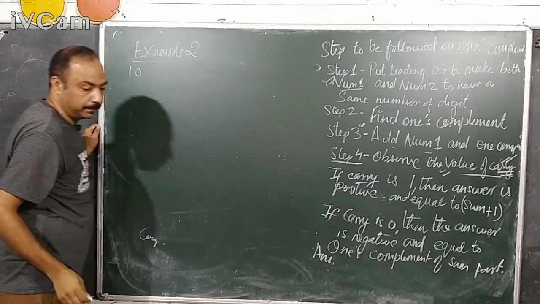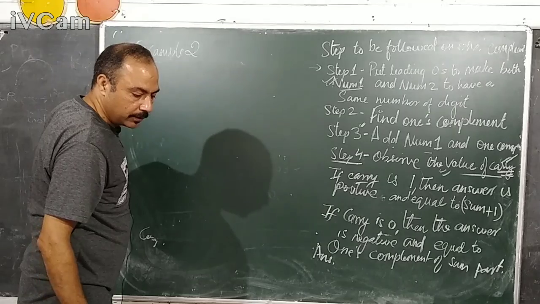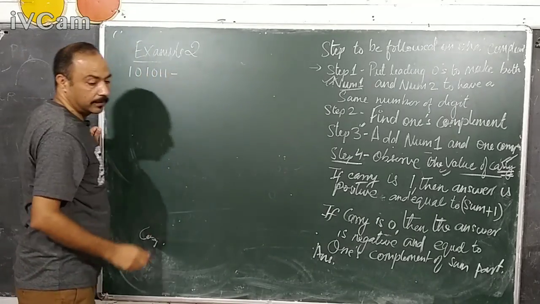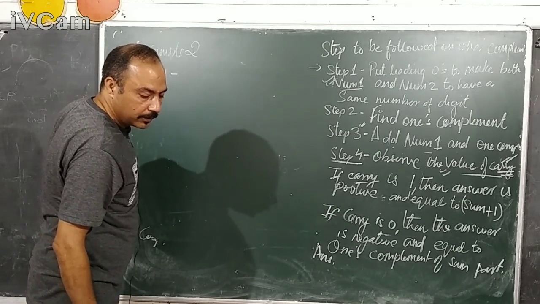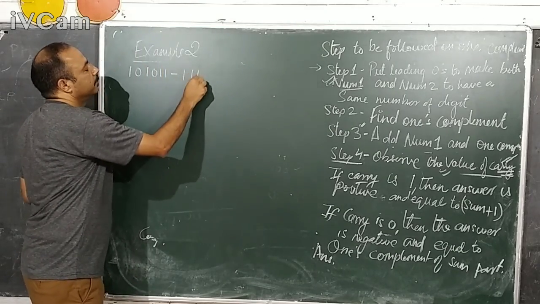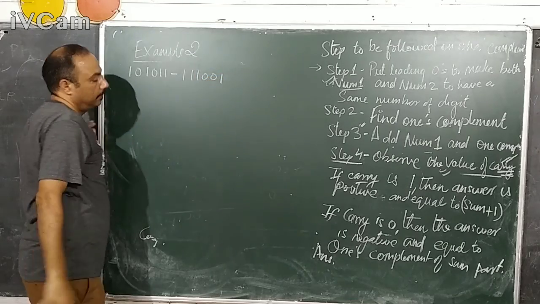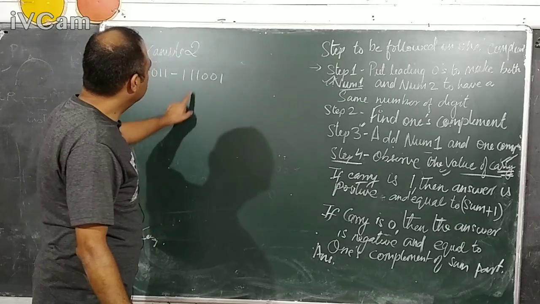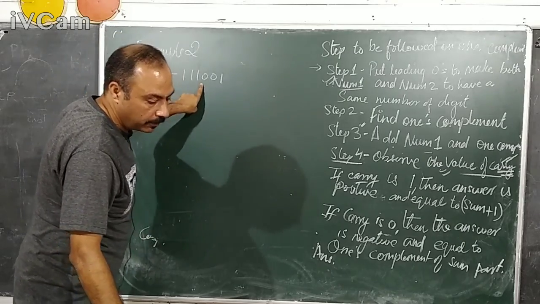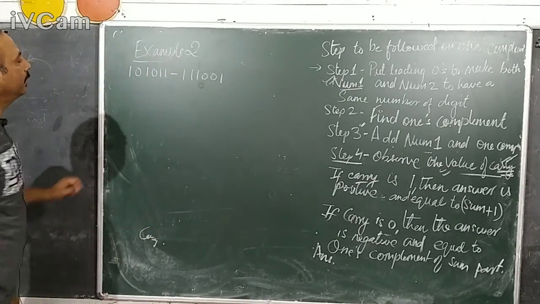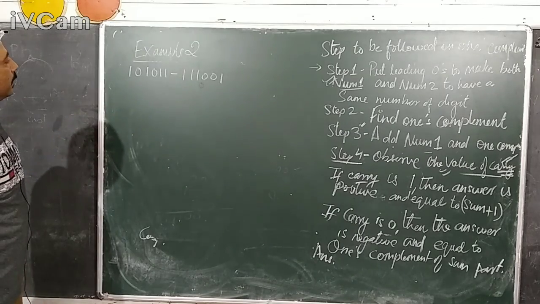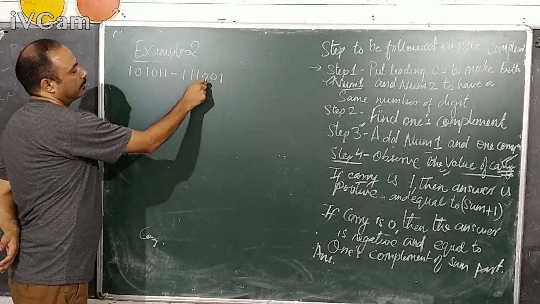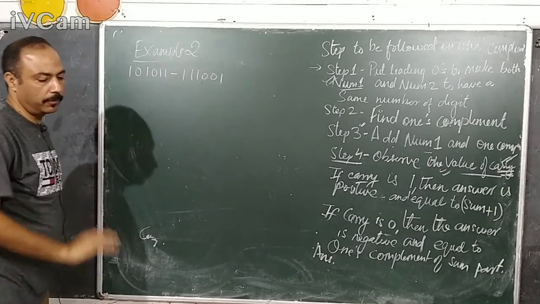101011 minus 111001. 101011, 100110001. So this is the question. So the first step is that we need to see whether the digits are equal or not. Digits are equal, so no problem.